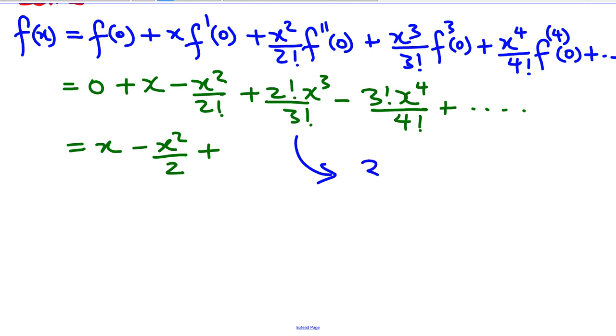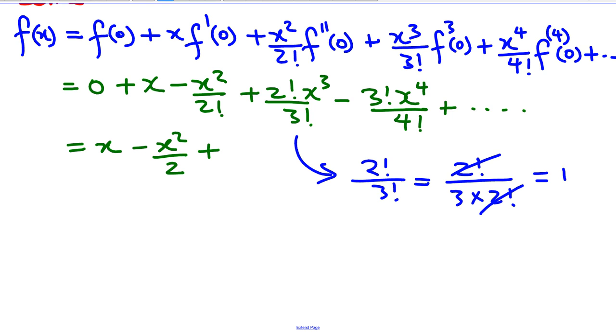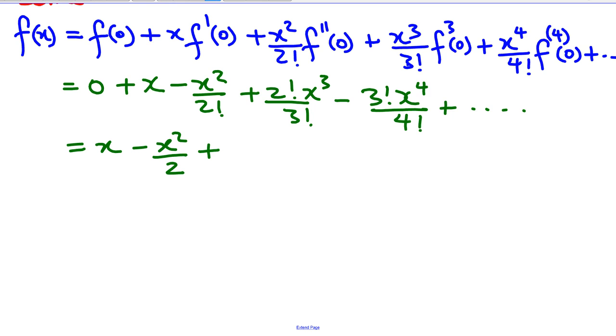2 factorial over 3 factorial is the same as 2 factorial over 3 multiplied by 2 factorial, and those do cancel. Right? That's just how we simplify that. So that will be a third. So instead of writing the factorial, guys, I'm just going to write the fractions that we end up with. So that will be plus x cubed over 3 minus x to the power 4 over 4 plus whatever comes next. All right. So that's basically what it is.